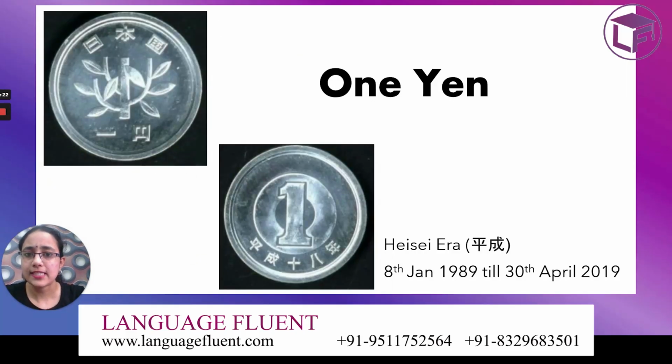Now we will start with 1 yen. This is how it looks. If you see on top of it, we can see that Japan is written on top of the coin. Then we have this picture of a young plant, and at the bottom, 1 yen is written in Japanese. If you see the next picture, it has the number 1 written on the face of it, and below that we have something written in Japanese.